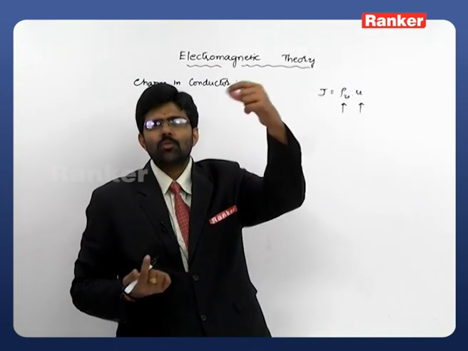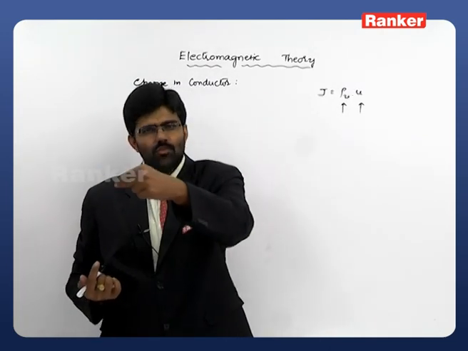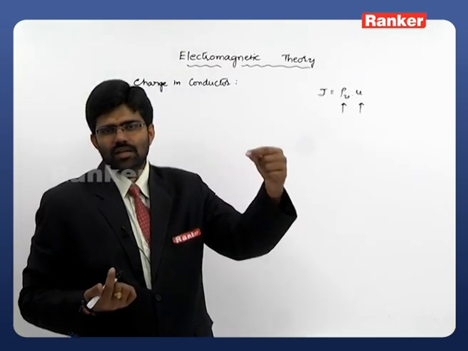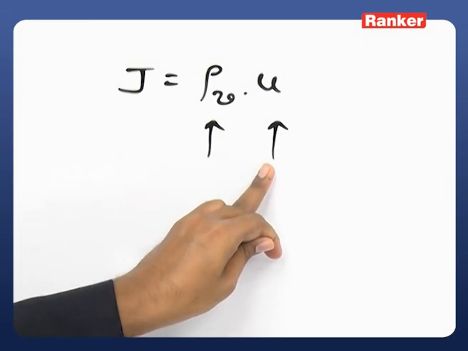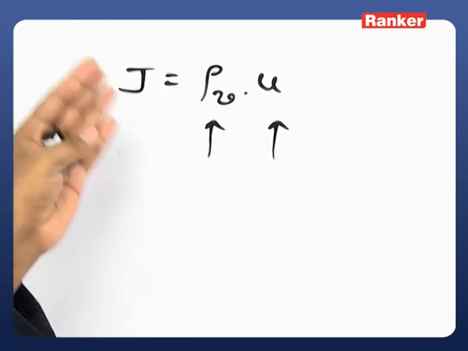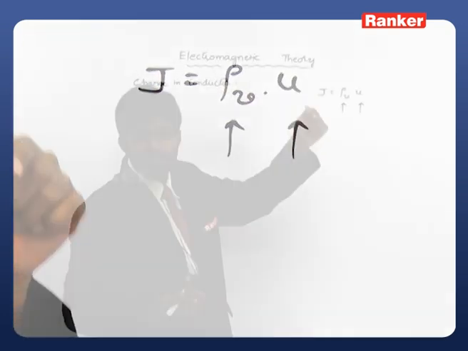We are assuming that the charges are moving in a conductor. Obviously, the more charges there are, the more they will take a drift velocity in the conductor. That drift velocity will be replaced with this u, and rho v will be replaced with the charge density which is observed in the conductor.